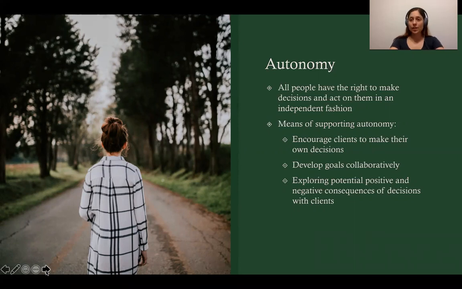We can support autonomy as clinicians by not making decisions for our clients. We encourage them to make their own. We can also support autonomy by developing goals collaboratively, meaning that the client gets say into what they're going to work on in therapy. We can also help our clients to consider the positive and negative consequences that may occur based on the decisions that they're making. And we do this in a non-judgmental or unbiased manner.